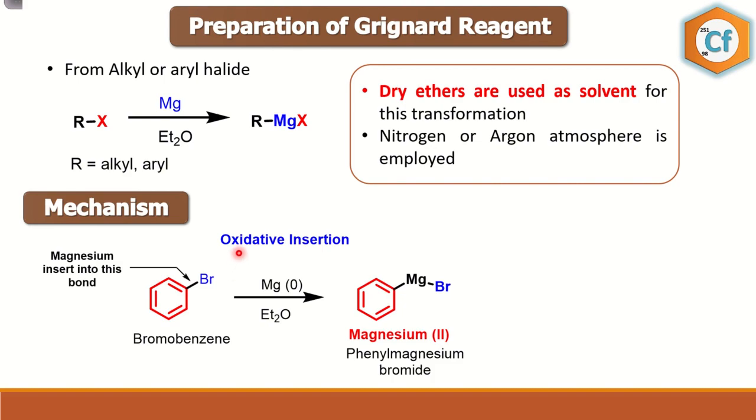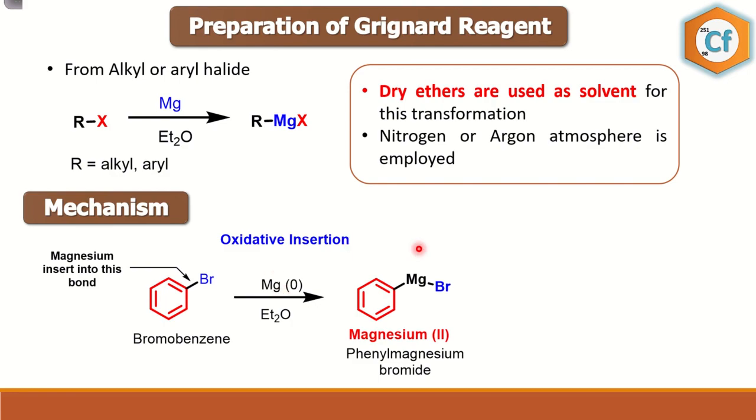Oxidative means that oxidation of magnesium occurs here. Here we can see the magnesium is in the zero oxidation state. Why is it in the zero oxidation state? Because it's a metal. So magnesium is attached with other magnesium, so nobody is taking an electron or giving an electron. Therefore, the oxidation state of magnesium here is zero.